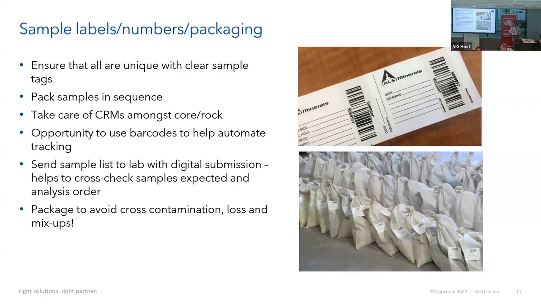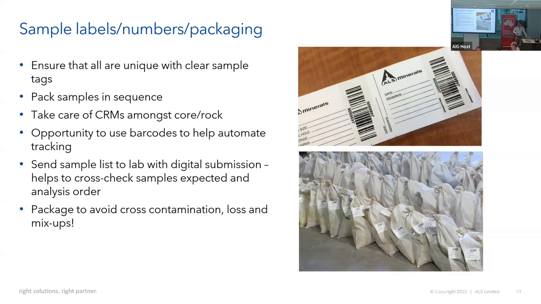Sample numbers, labels, and packaging. It's fairly simple stuff. Ensure that you're using things that are unique, they're clearly labelled, and they're not going to be lost or dispersed. Pack your samples in sequence. Take care of your CRMs, particularly if you're packing them in amongst core and rock. If you've got these little foil packets and you're throwing them in with a whole heap of diamond drill core, it's pretty easy for those things to get punctured and ruptured. They can absorb moisture, they can oxidize, bad things can happen.